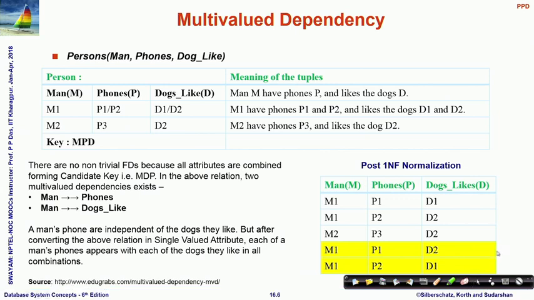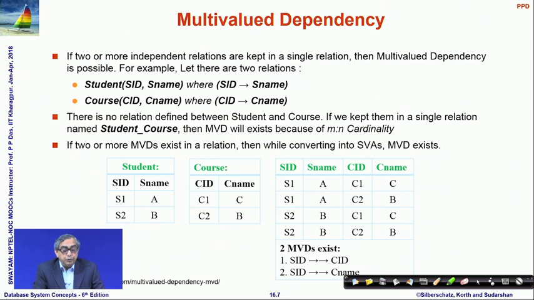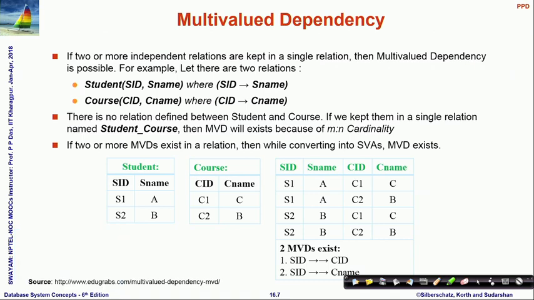So, let us move on. This is just another example. We have 2 different relations: student giving the student ID and name, and courses giving course ID and name, and the corresponding functional dependencies in them. You can see 2 instances of that.